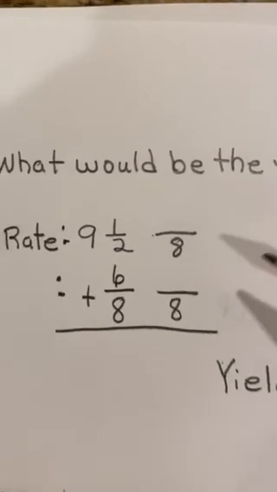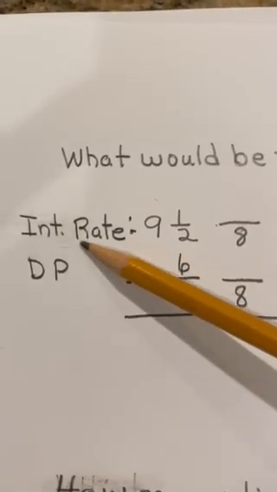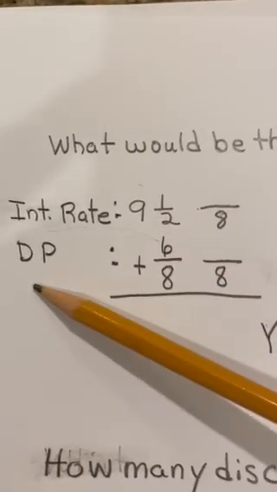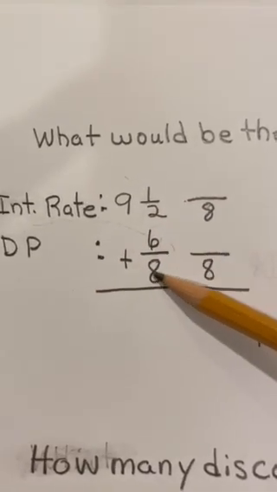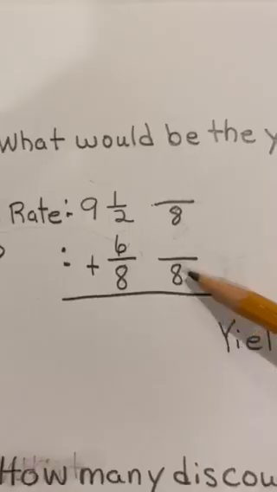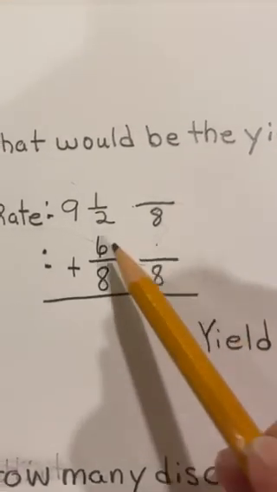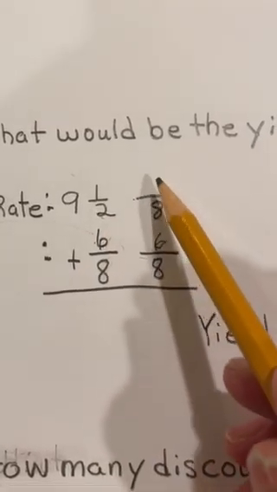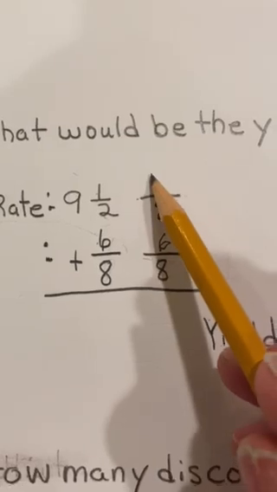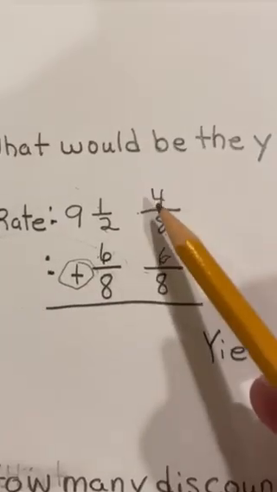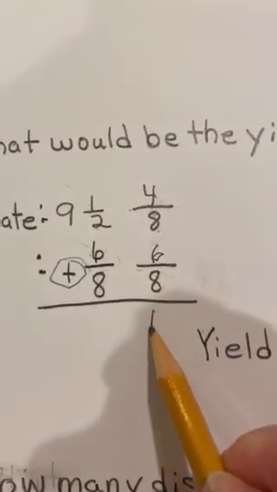Today I'm going to show you how to convert. The question: what would be the yield? You pull out from your problem the interest rate, which is 9.5%, and the discount point, which was 6, and we put an 8 under it. Now we use 8 for the common denominator. 8 into 8 is 1, and 1 times 6 gives us 6. 2 into 8 is 4, and 4 times 1 gives you 4. And in yield, you always add. So 6 and 4 is 10/8.